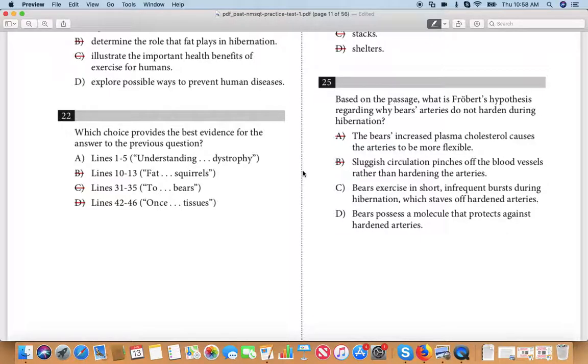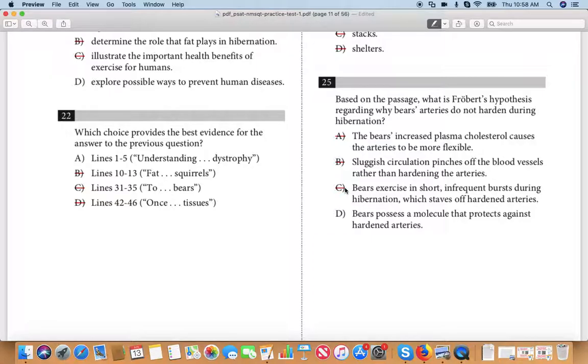No, I don't think so. No, because it says molecules. Yeah, he said it was a molecule, right? C's not looking good. Go ahead and read the answer as D. It's looking good. Bears possess a molecule that protects against hardened arteries. Well, there you go. Right?